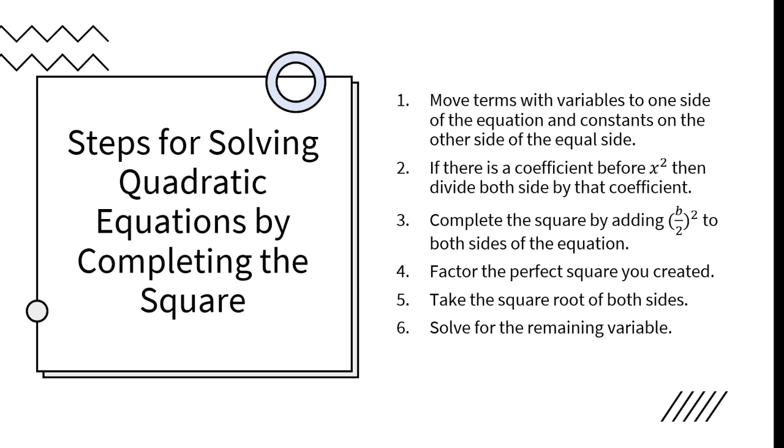Then you're going to complete the square by adding b over 2 squared, but we're going to do it to both sides of the equation to keep everything equal and balanced. Then we're going to factor the perfect square we just created, take the square root of both sides, and then solve for the remaining variables. So let's see what that looks like.